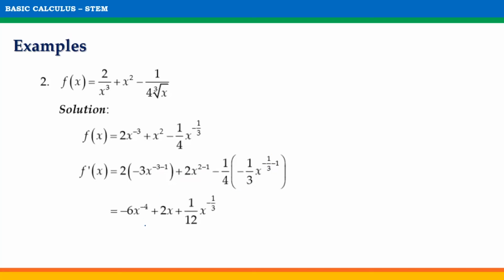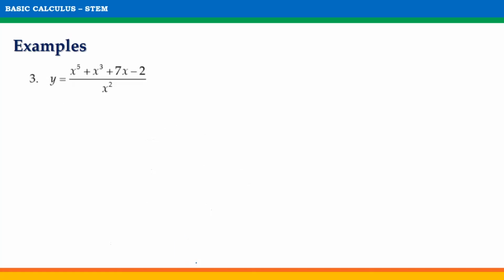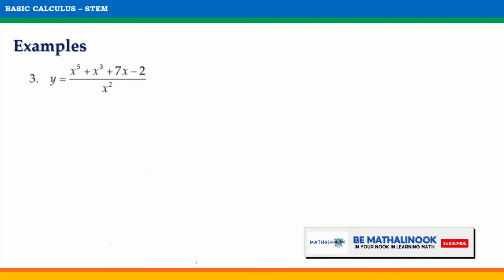Simplifying it, we will get negative 6x raised to negative 4 plus 2x plus 1 over 12 x raised to negative 1/3. Let's make these negative exponents positive by bringing them to the denominator. So we will get negative 6 over x raised to 4 plus 2x plus 1 over 12 cube root of x.